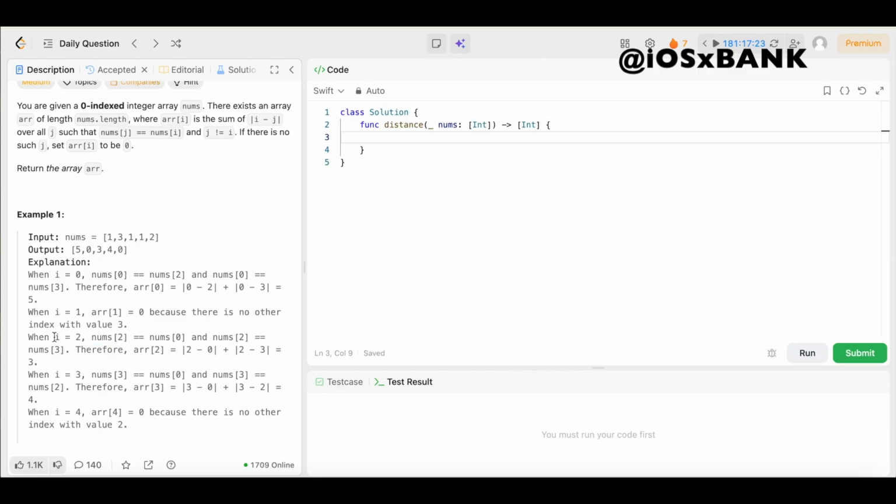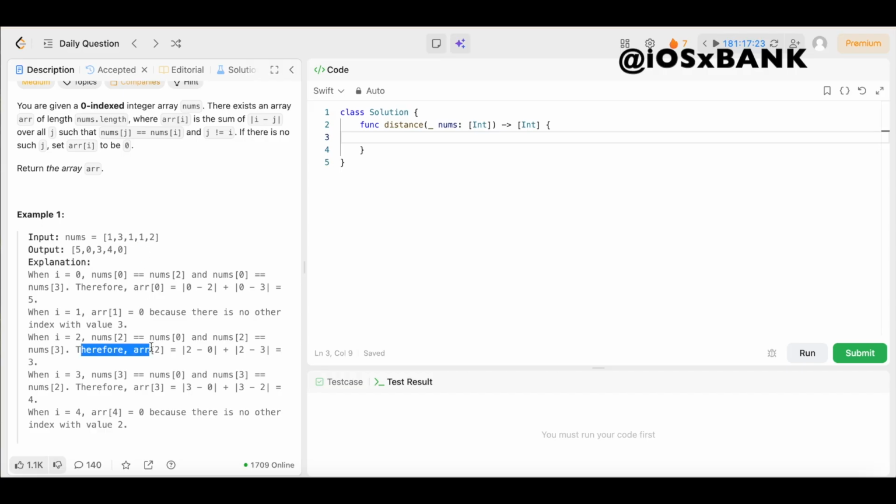So right now we're at i equals 2, which means we're at index 2, which is this one right here. Now we're at nums of 2, which is the value of index 2. So the value of index 2 is a 1, which is equal to the value of index 0, which is also a 1, right? Boom, those are 2 1s. And then also the value of index 2 is equal to the value of index 3, right? Because this one is also equal to this one.